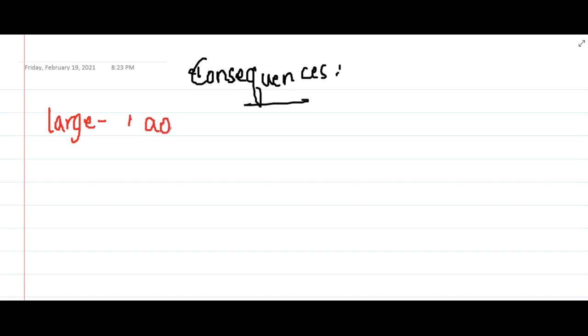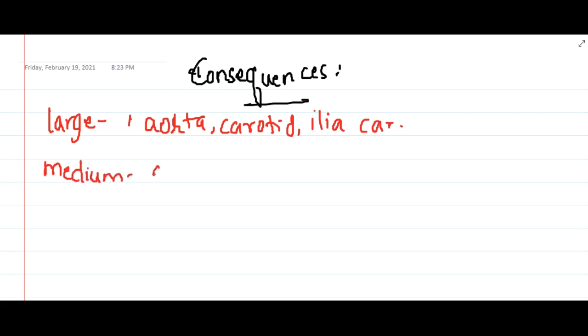Hello friends, let us now learn some important points about the consequences of atherosclerosis. Atherosclerosis mainly involves the large arteries like the aorta, the carotid artery, or the iliac arteries, whereas it can also involve medium sized arteries like the coronary arteries of the heart or popliteal arteries. Based on the arteries which it involves, the diseases will vary.